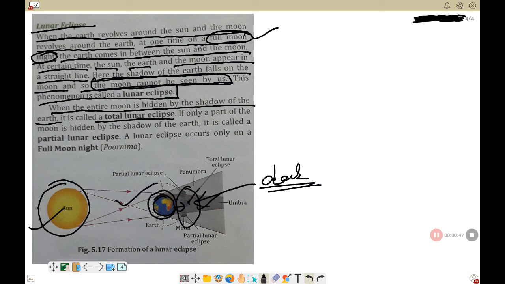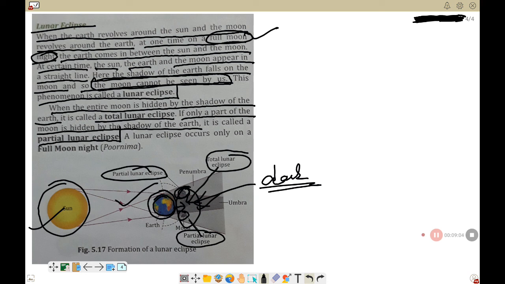So what happened? Total lunar eclipse. If only a part of the moon is hidden by the shadow of the earth, it is called partial lunar eclipse. So here, partial lunar eclipse. A lunar eclipse occurs only on full moon night, that is Purnima. So on the day of Purnima, what happens?